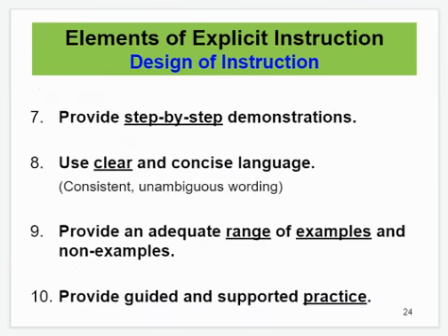Number 7 is easy to remember. This one: provide step-by-step demonstrations through the entire lesson, and anytime you communicate with students, you need to use clear and concise language. So if there's a vocabulary word that we're not sure our students are familiar with, then we need to make sure that we are explicit about what it means. Number 9, provide an adequate range of examples, and here's a big one, and non-examples.